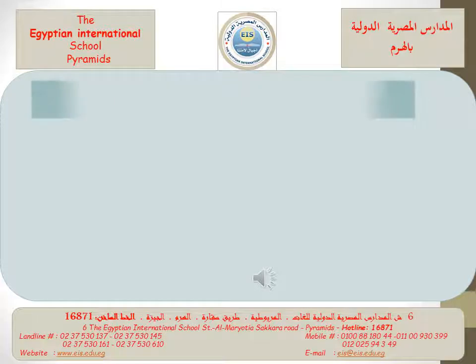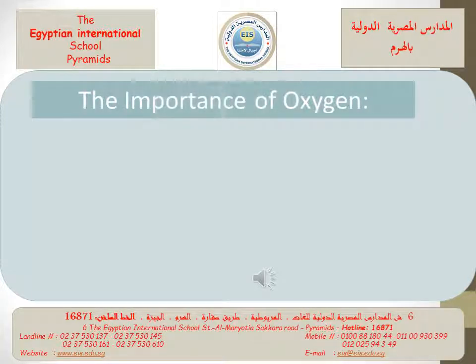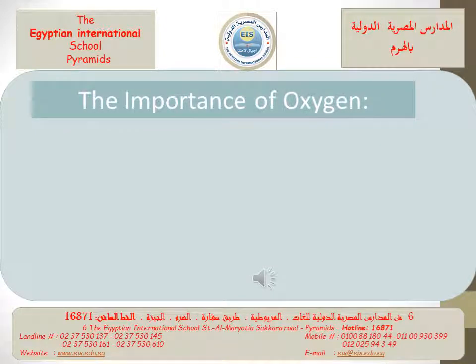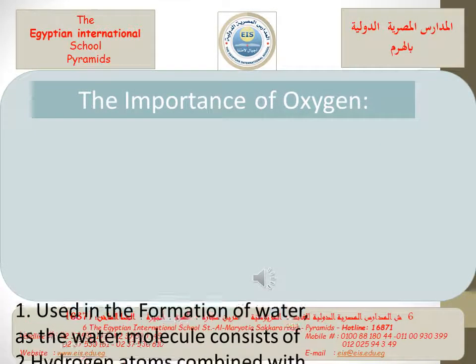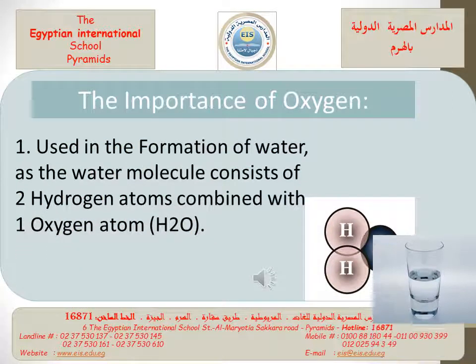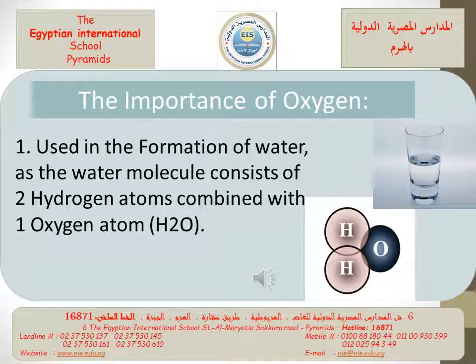Let's transfer to another point, which is the importance of oxygen. What is the importance of oxygen? Oxygen is used in the formation of water. يعني الأكسجين بيستخدم في تكوين المية as the water molecule جزيء الماء consists of two hydrogen atoms combined with one oxygen atom. So I can write the water molecule as H2O.